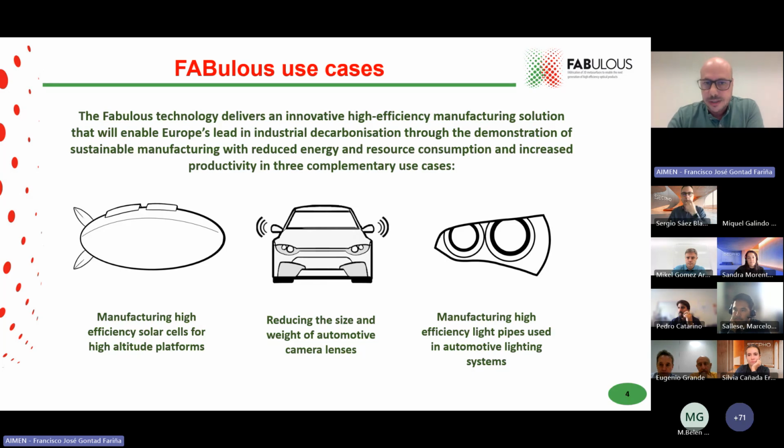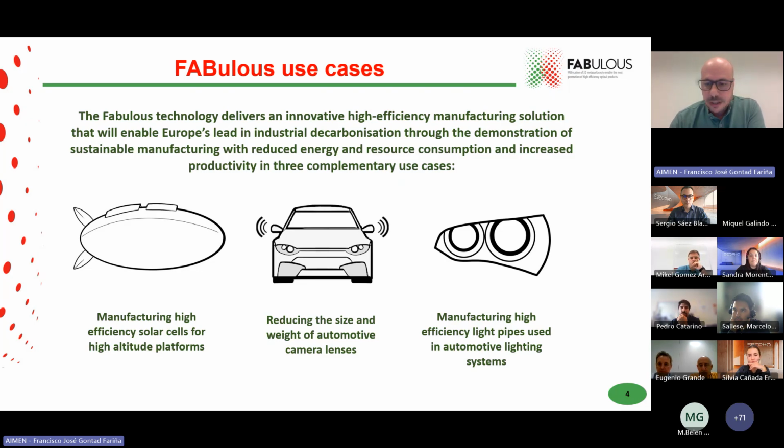So these metal surfaces will be applied on the running lights of a selected car model, which are the lights that are now used in the cars that are switched on for the whole day once the car is switched on.